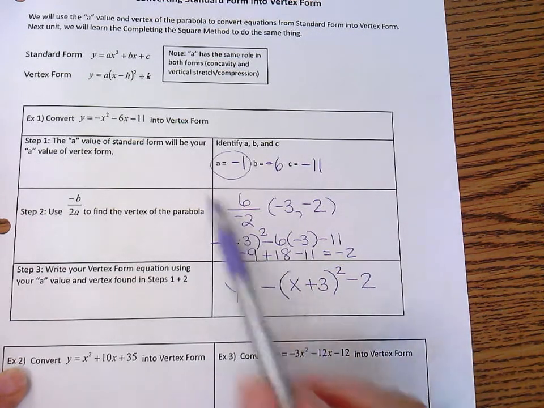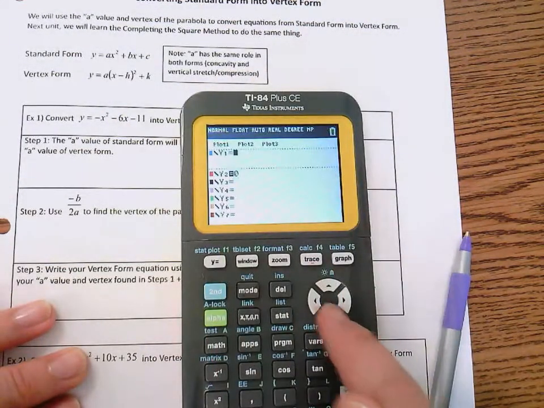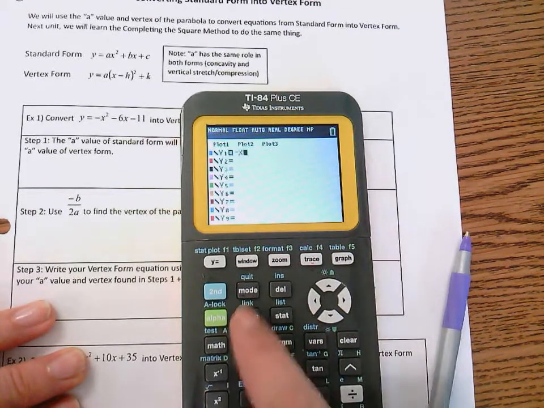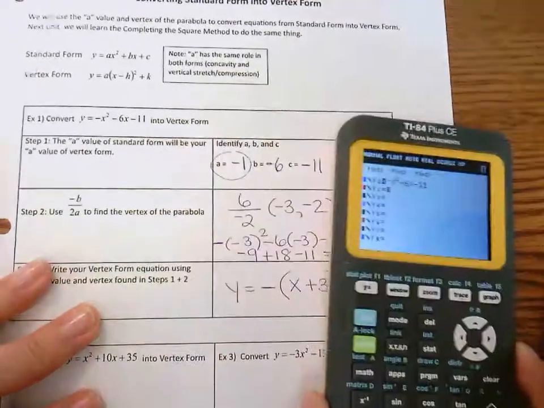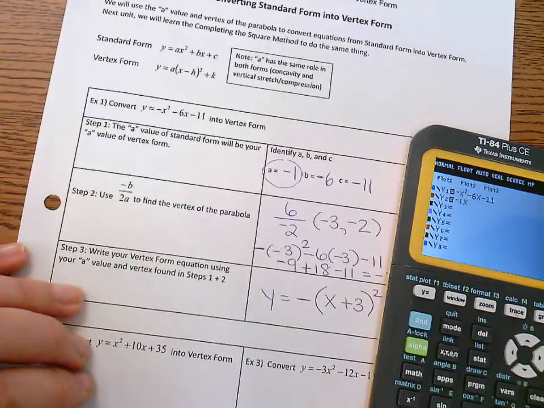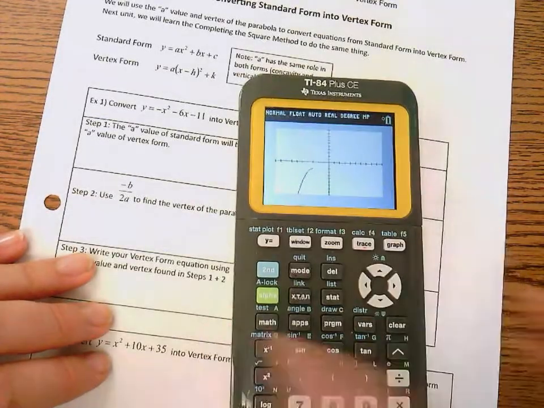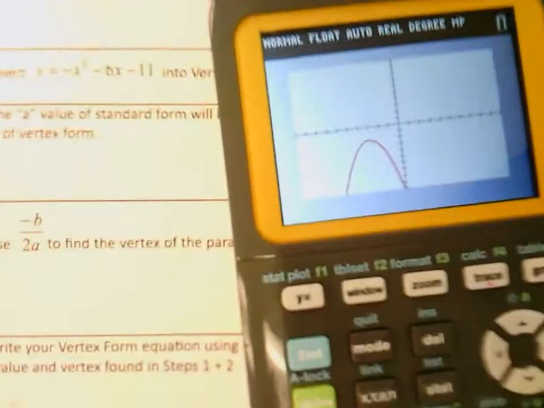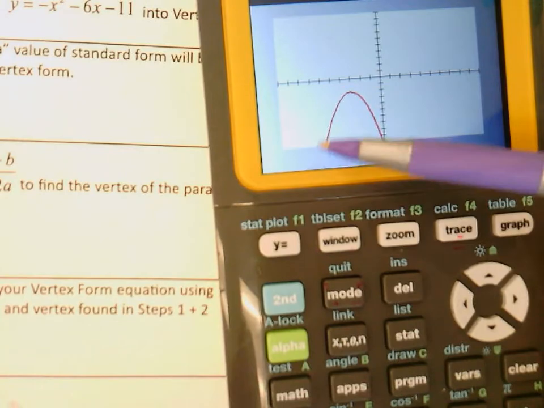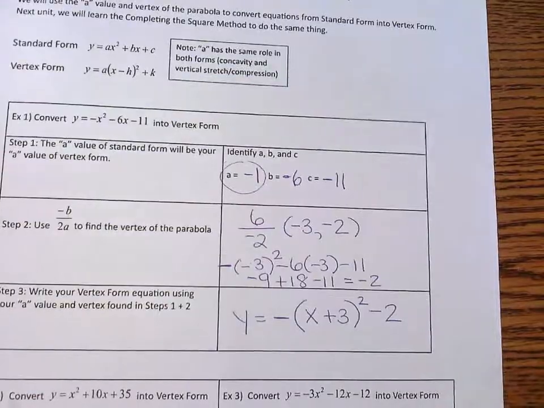If I graphed this or I graphed this, I get the same exact thing. So let me just show you how, if you have a calculator, you could check your answer. -x squared minus 6x minus 11, put that into equation 1, negative parentheses x plus 3 squared minus 2, and if I hit zoom 6 or I just hit graph, those graphs should go right on top of each other. If they don't go on top of each other, I've done something wrong. It's hard to see that now it's red and blue, but it did blue first and then it put red over the top. So they came out as the same graph, so I know I got it right.